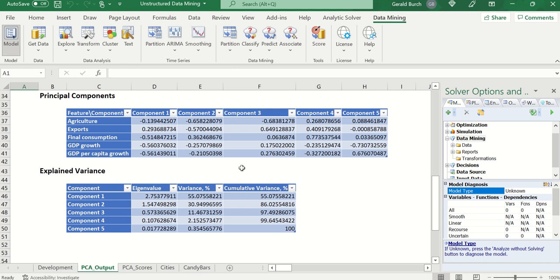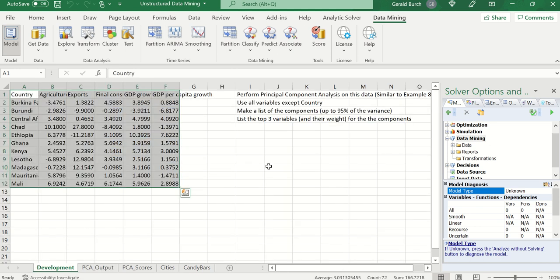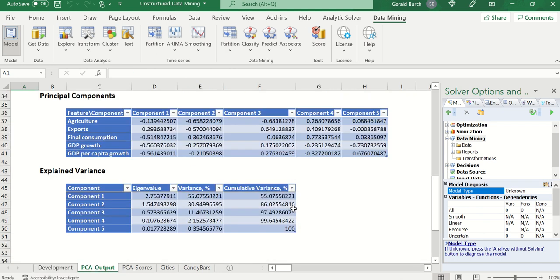All right, so to finish up the homework assignment, which says to list the top 3 variables and make sure we get up to 95%, if we go to the third component, we're going to go up to 97.5% of the variance. With component 3, what are the top 3 variables? Well, they are minus 0.683 for agriculture, 0.649 for exports, and then 0.276 for GDP.